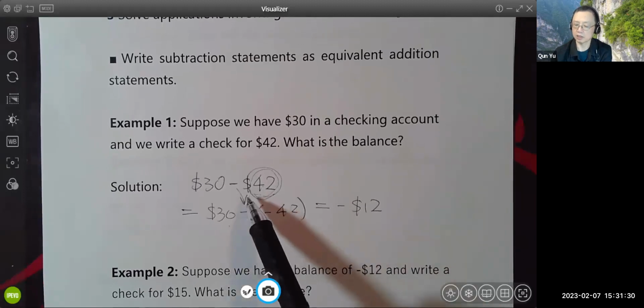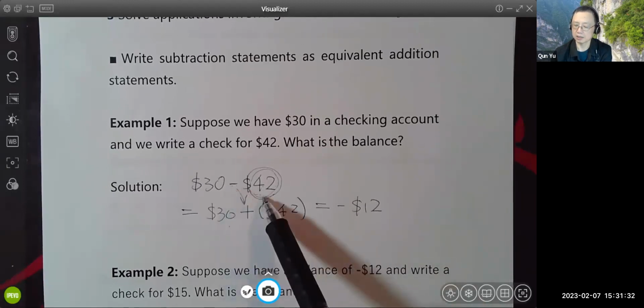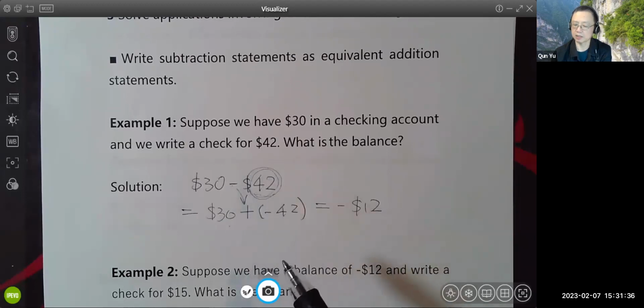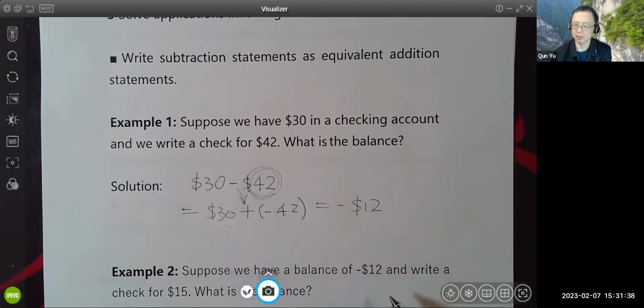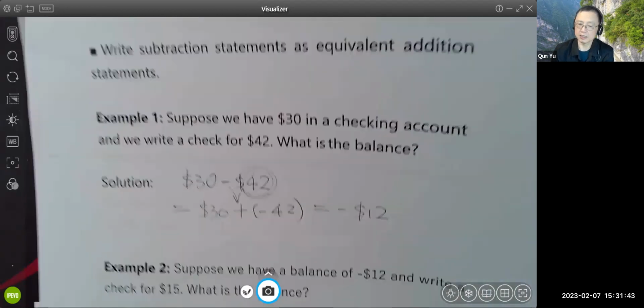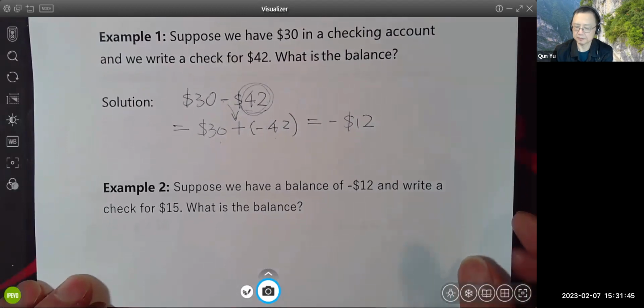So we can always change minus to plus and change the second number to the opposite. It doesn't matter if the second number is a positive number or negative. It always works. Okay. Now let's look at another example.